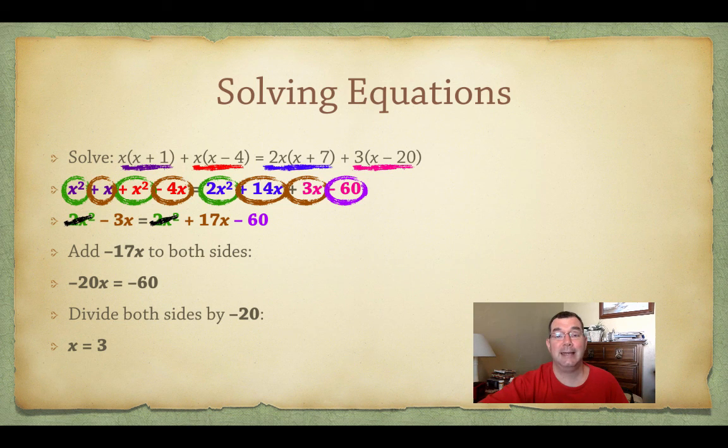All right, and that is multiplying monomials by polynomials by using distributive property or box method.